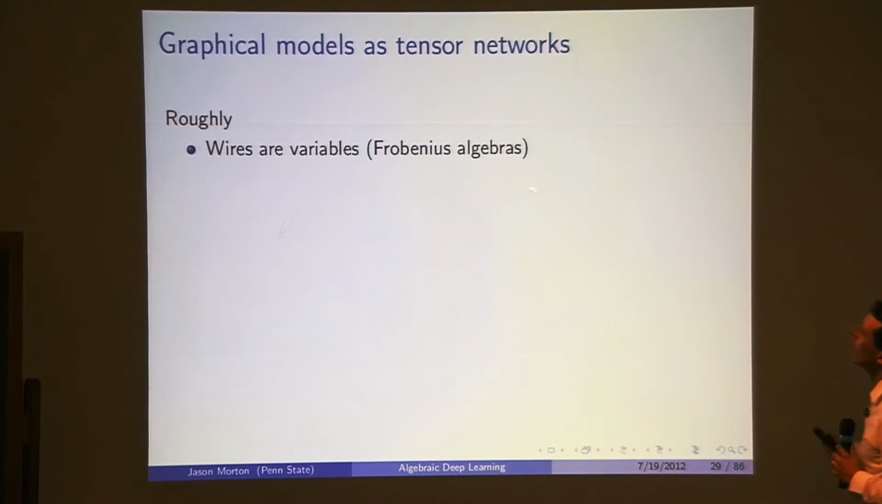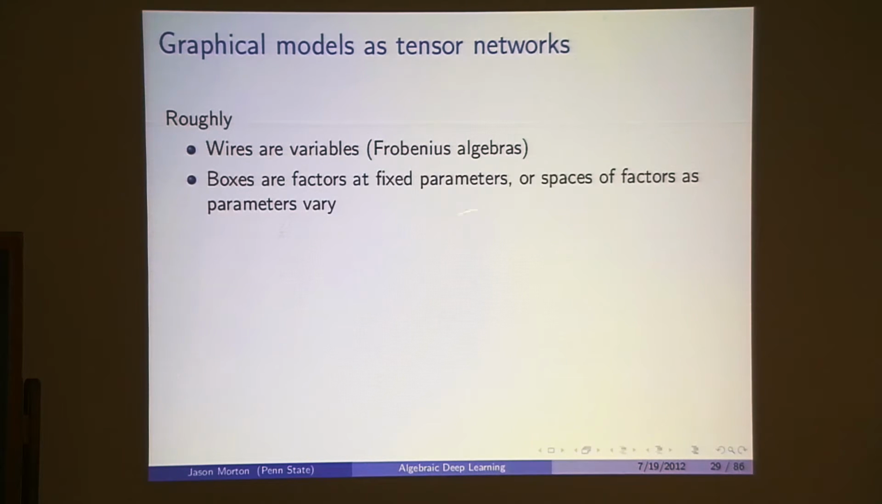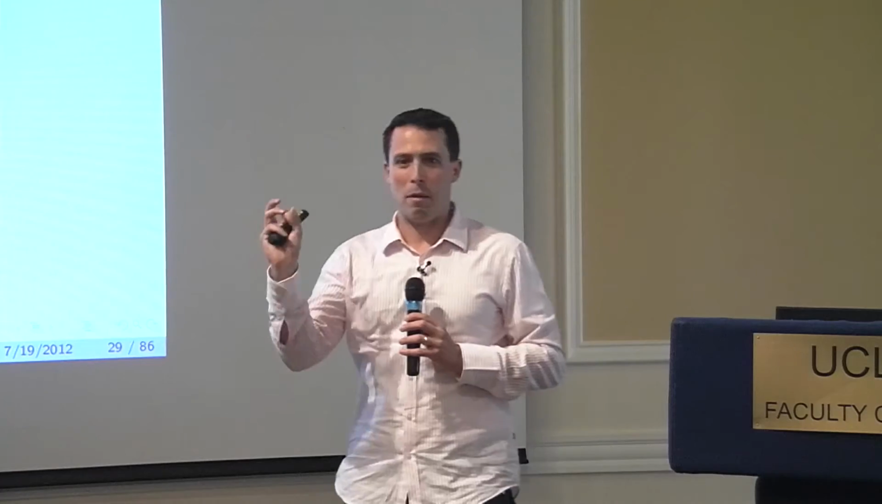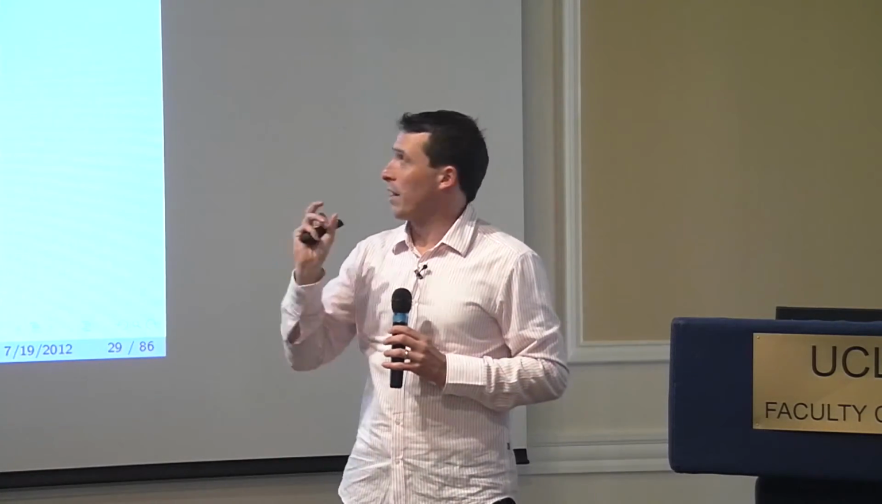Okay, so roughly, if I want to think about graphical models as tensor networks or monoidal categories, we have that wires are the variables, the boxes are the factors at some fixed parameters, or because we're working in this really abstract category, instead of thinking of the boxes as being a particular tensor, we can think of it as a whole space of tensors.